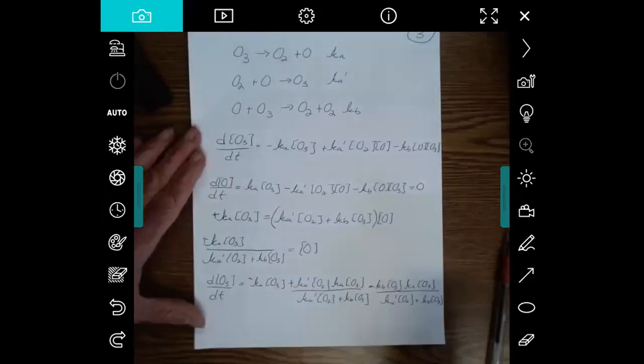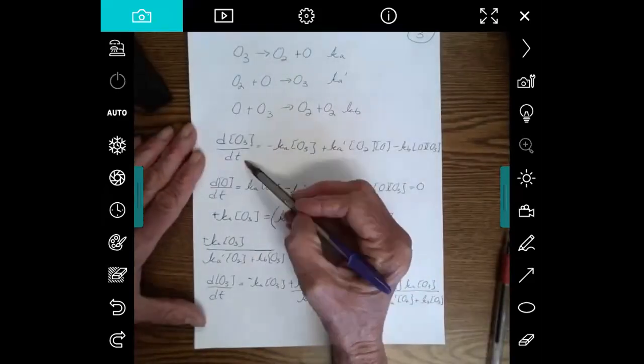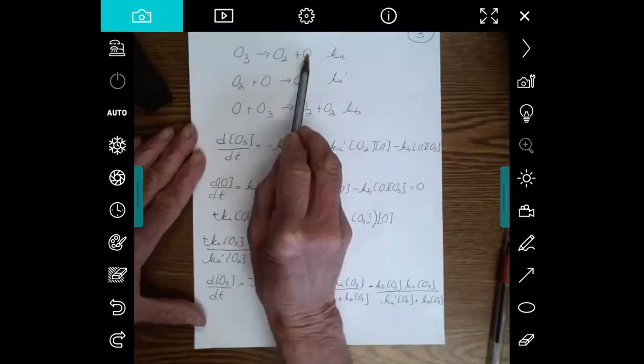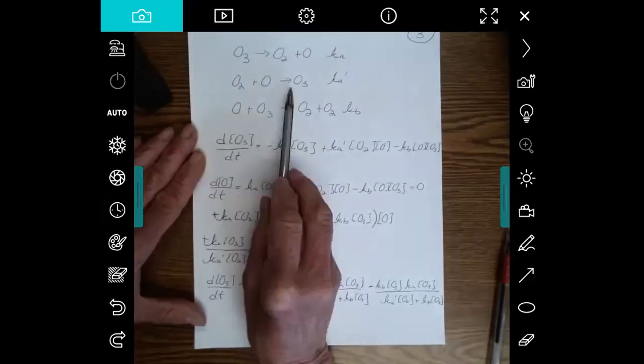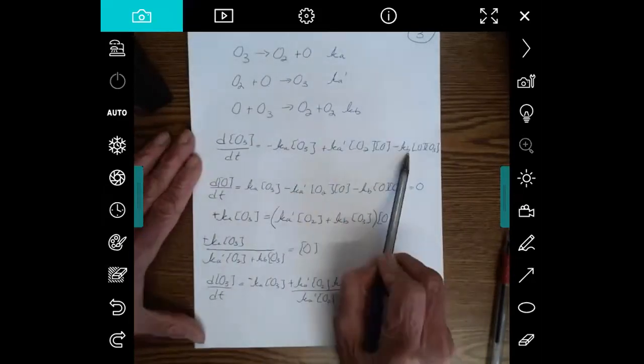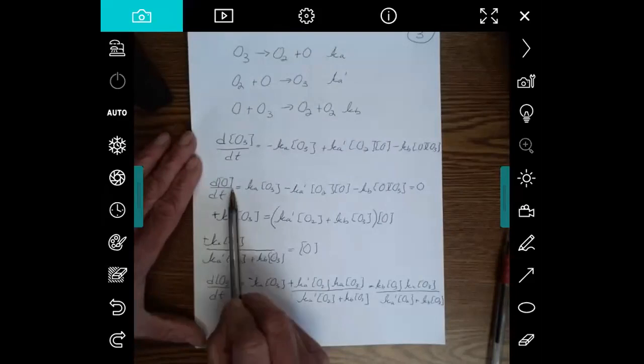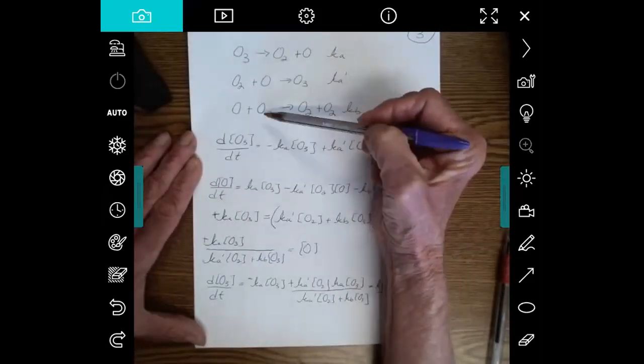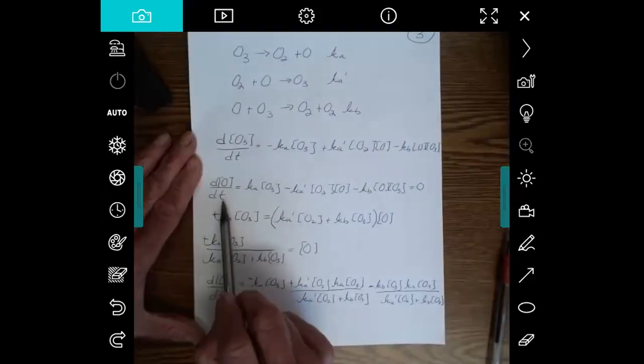So I can still write the change in ozone with time. So it's going to be depleted in the first step, created in the second step and depleted in the third. So you have a negative, positive, negative. So notice I'm taking the molecularity of each step, and I can directly write a rate from that.